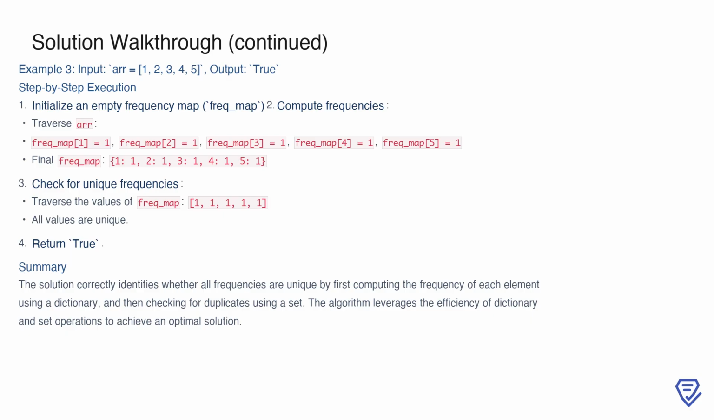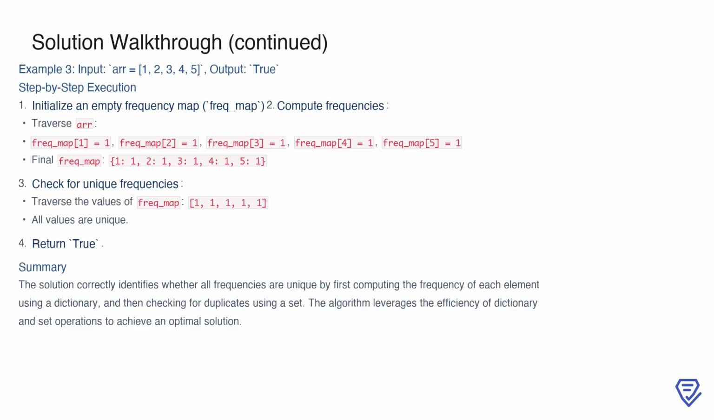Here, each number is distinct, so their counts should naturally be unique as well. We start by initializing the frequency_map and computing the frequencies. As we traverse the array, we find that each number appears exactly once, resulting in the frequency map 1:1, 2:1, 3:1, 4:1, 5:1.